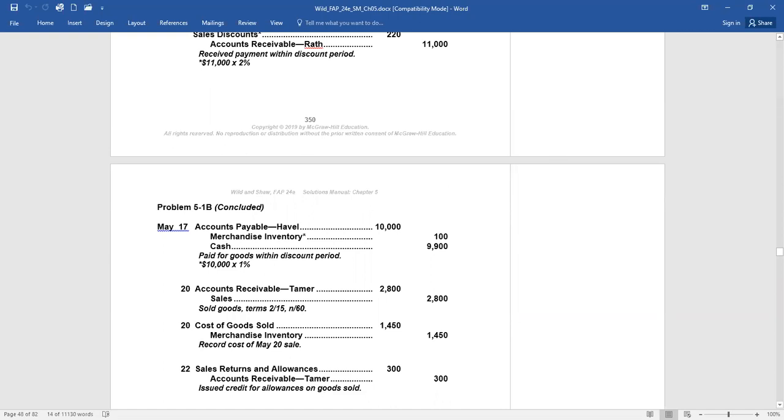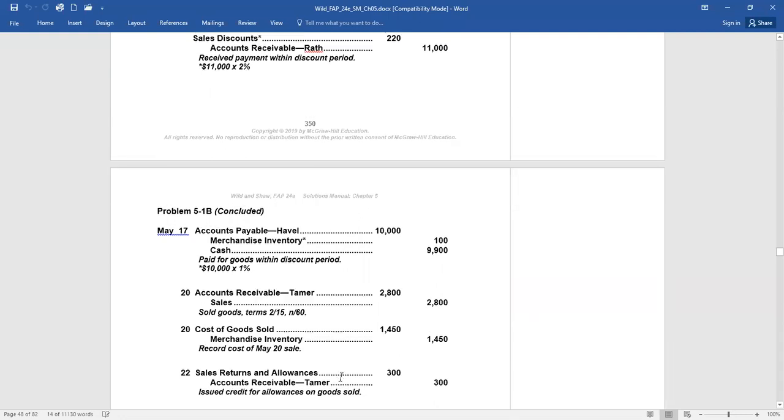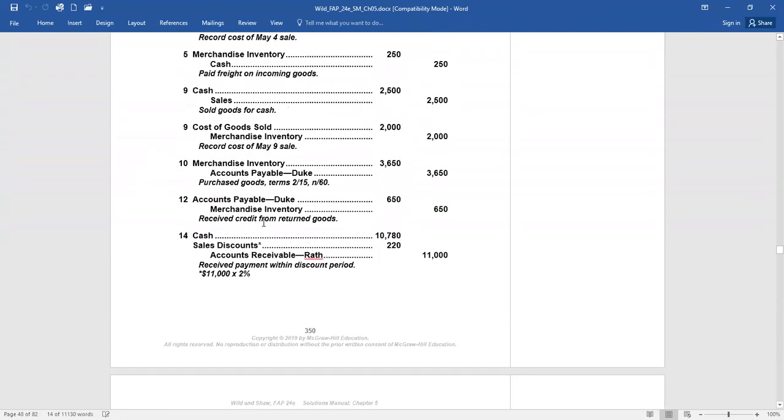No inventory is coming back, so nothing happens to the inventory account. The 25th, pay Duke Company the balance due net of the discount. So let's go up to Duke Company. Here it is. Two things happen right in here, remember?